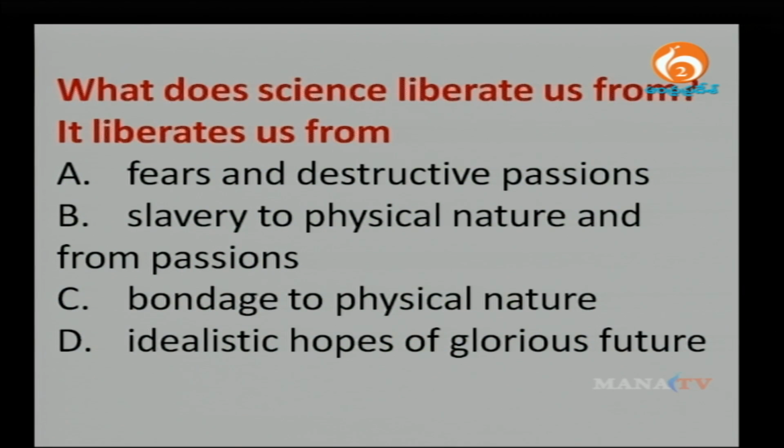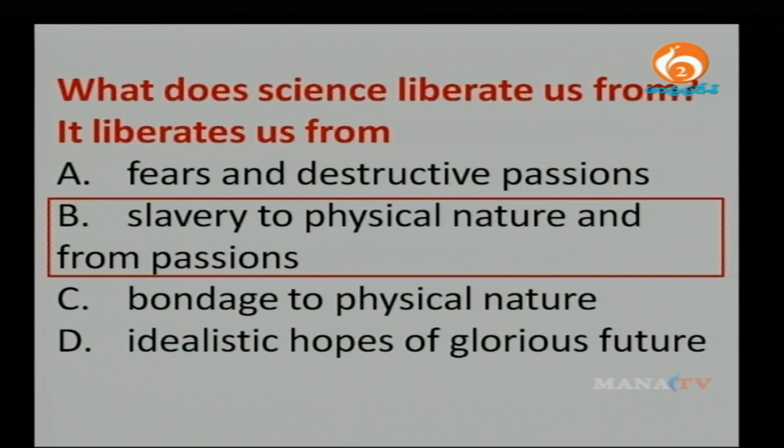What does science liberate us from? It liberates us from fears and destructive passions, slavery to physical nature and from passions, bondage to physical nature, idealistic hopes of glorious future. Idealistic means ideally everything is fine, but practically it's not. So it's slavery to physical nature and from passion. Slavery means where you become a slave to something. So science gives you freedom from being a slave.